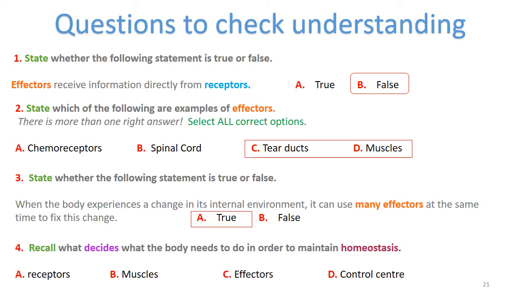Question 4. Recall what decides what the body needs to do in order to maintain homeostasis. The answer is the control centre. The control centre is what decides what the body needs to do in order to maintain homeostasis.